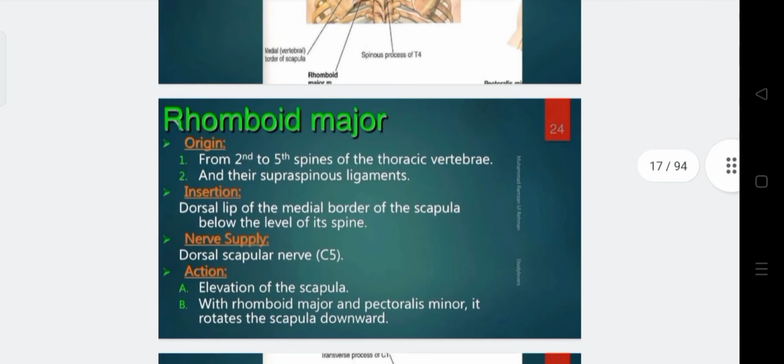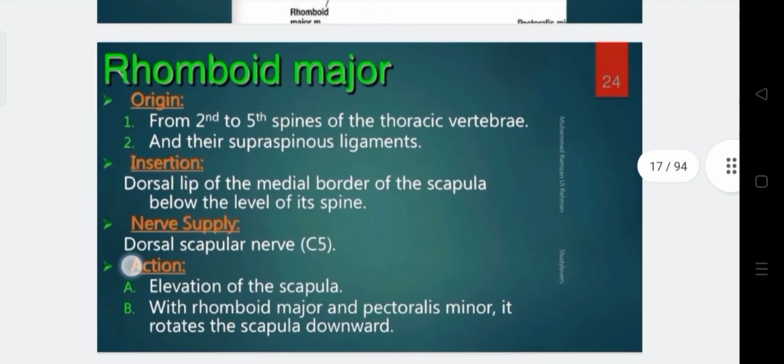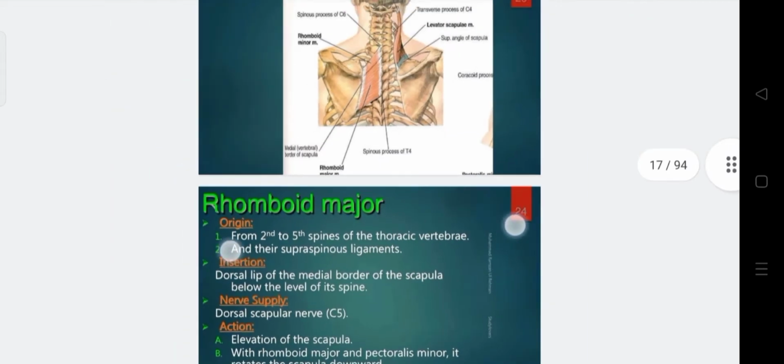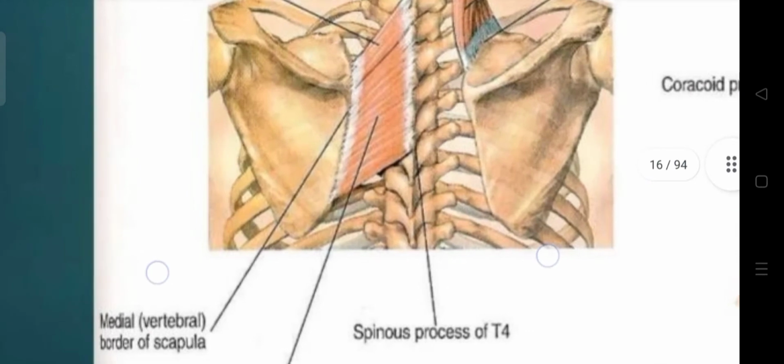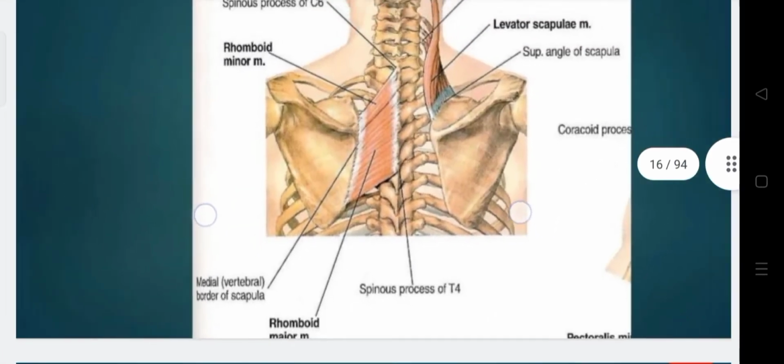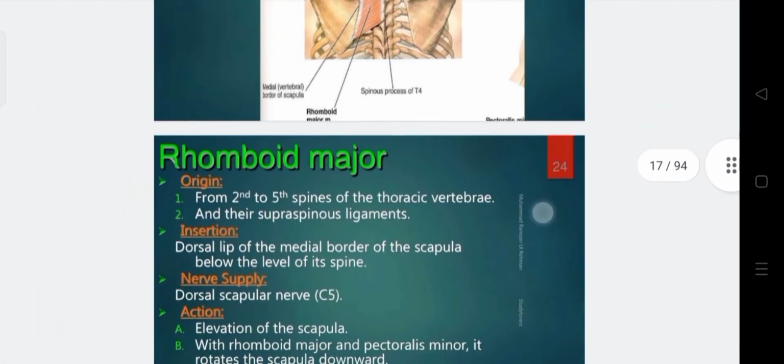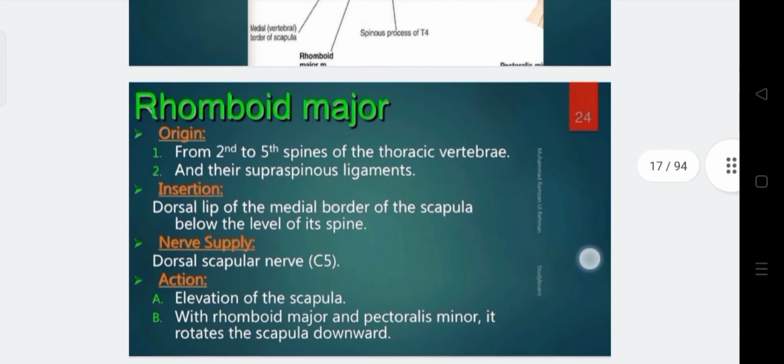Then we have the rhomboid major muscle. It arises from the second to fifth spines of the thoracic vertebrae and their supraspinous ligaments. In the close-up view, you can see this muscle. It is inserted into the dorsal lip of the medial border of the scapula below the level of its spine.